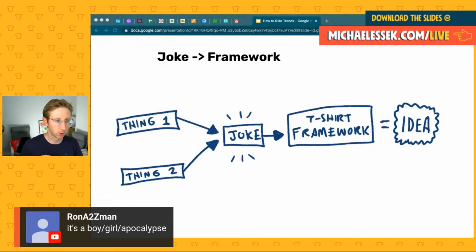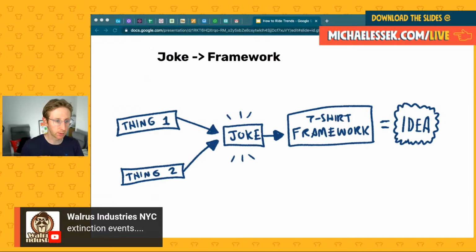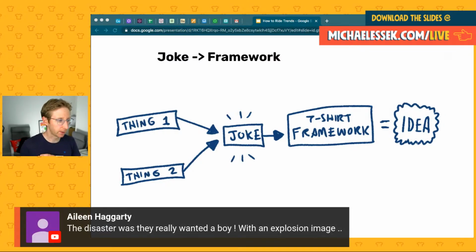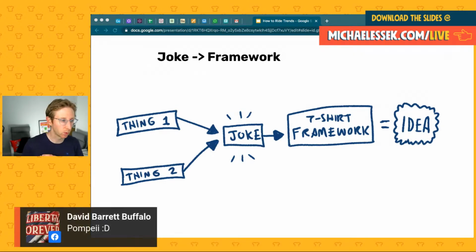Ron says it's a boy-girl apocalypse. Walrus says extinction events. Eileen says the disaster they really wanted. They really wanted a boy with explosion image, or Pompeii, says David.